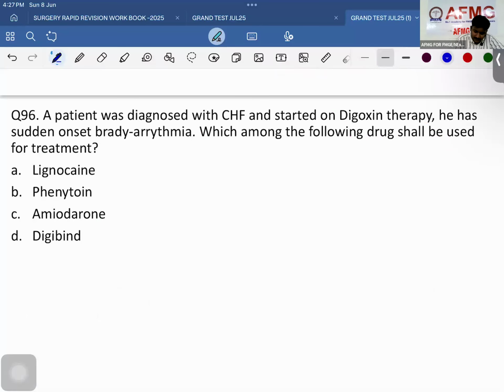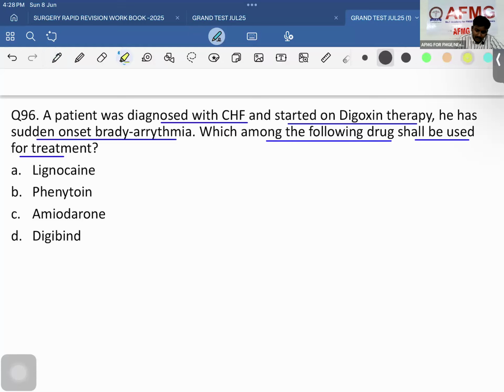Question number 96, straightforward question. A patient has been diagnosed with CHF or congestive heart failure and started on an oral inotropic agent called digoxin therapy. He has sudden onset bradyarrhythmia, beta. Bradyarrhythmia means something like heart block, when the heart rate of the patient suddenly decreases and the heart of the patient is not able to contract properly. Which among the following drug, beta, shall be used for the patient's treatment? Bolo.